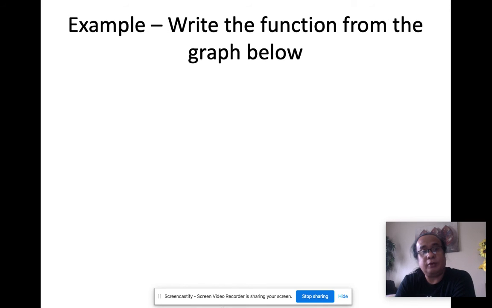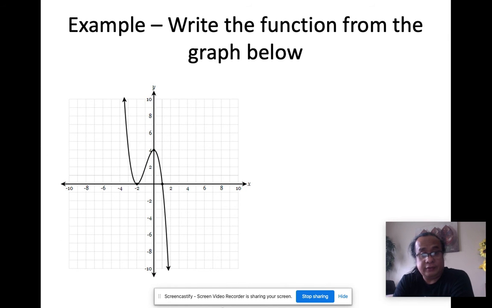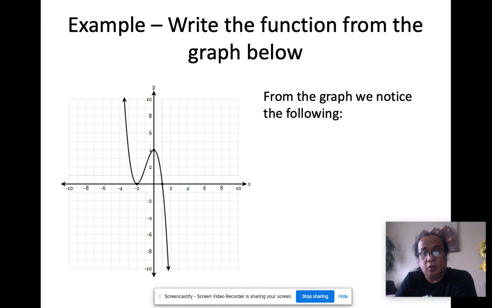Okay, let's have an example. Okay, so example number 1, this is the graph. The question is, what's the function that gives this graph? Now let us look at the graph and determine important features. What do we notice? We notice first that the graph intersects the x-axis at 1, as you can see, I'm pointing right here, and negative 2. 1 and negative 2.